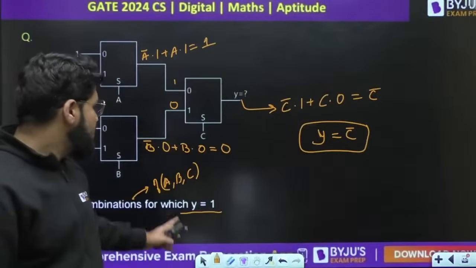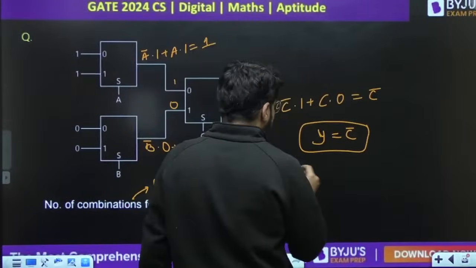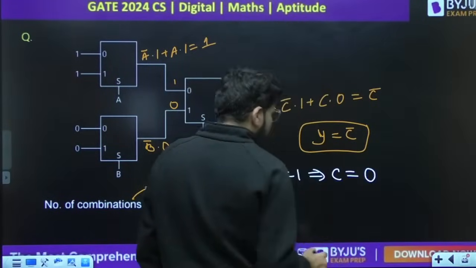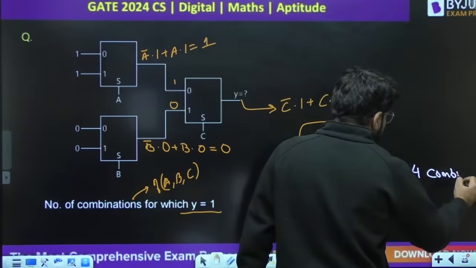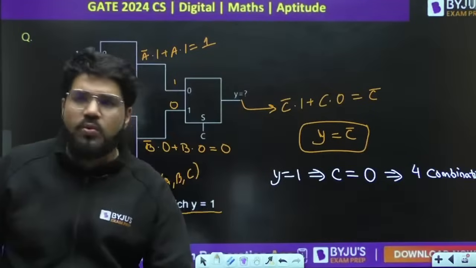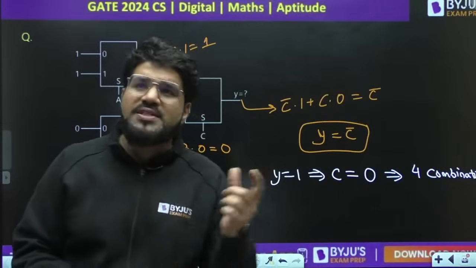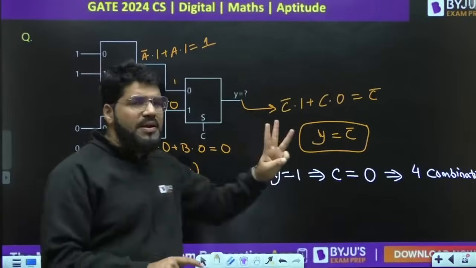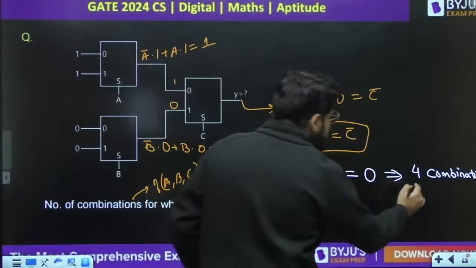Now number of combinations for which Y equal to 1. Y equal to 1 means C should be 0. Okay, where is C equal to 0? Okay, 4 combinations. Need not draw the truth table, because it boils down to a single variable, whether it is A or B or C. Total you have 3 variables and for 3 variables there are 8 combinations.